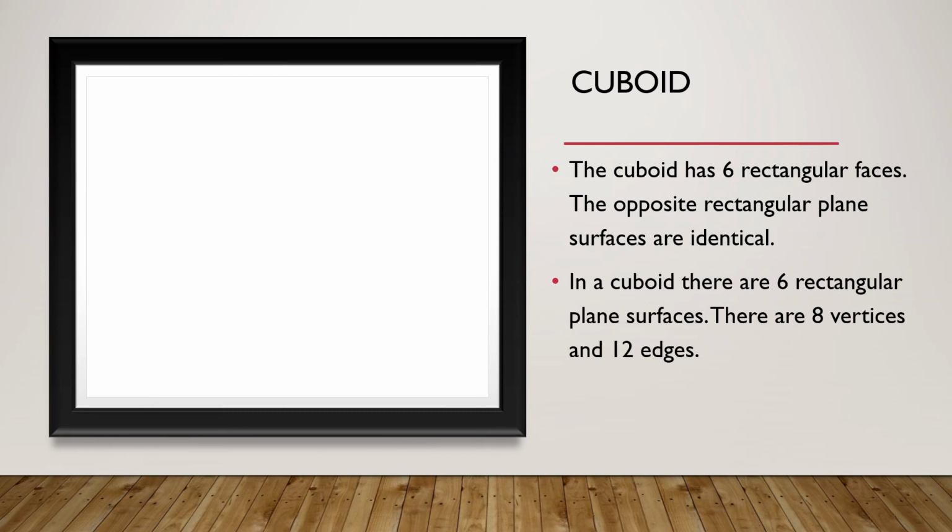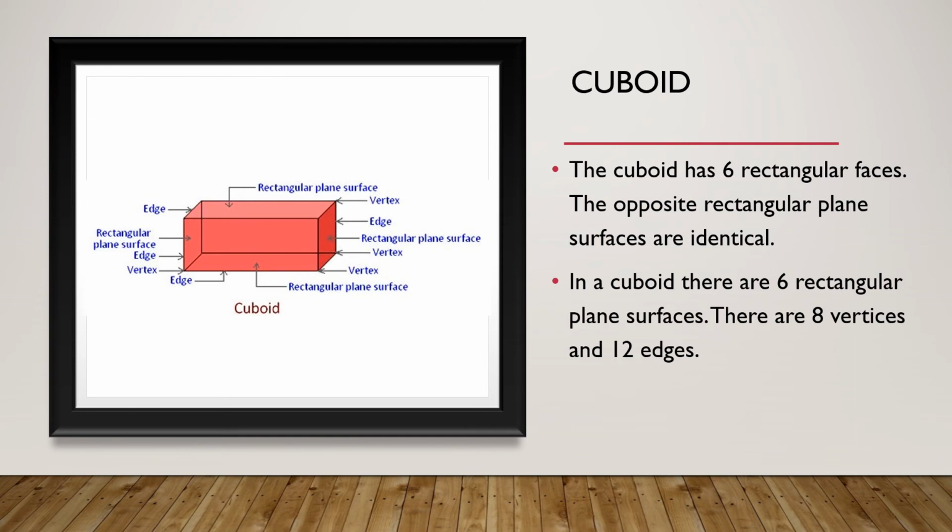Cuboid. The cuboid has six rectangular faces. This is the difference between cube and cuboid. The opposite rectangular plane surfaces are identical. In a cuboid, there are six rectangular plane surfaces. There are 8 vertices and 12 edges.